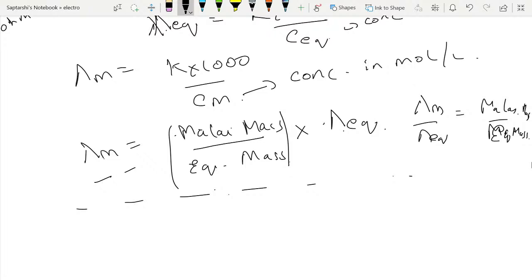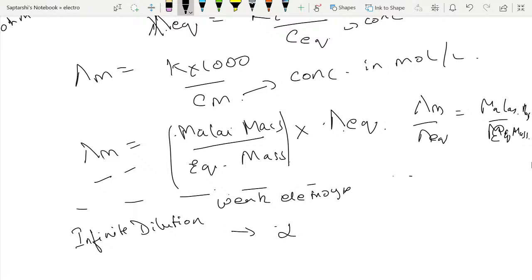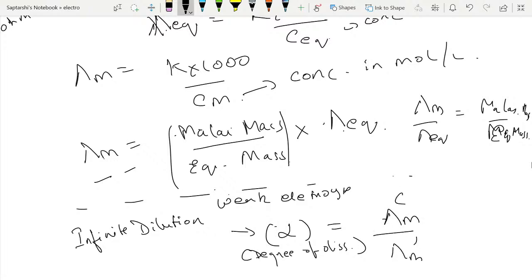I'll move on to the concept of infinite dilution, which is only for weak electrolytes. Okay, first of all, it's for weak electrolytes, where the degree of dissociation is alpha. The degree of dissociation alpha is equal to the molar conductance at a particular concentration divided by the molar conductance at infinite dilution.